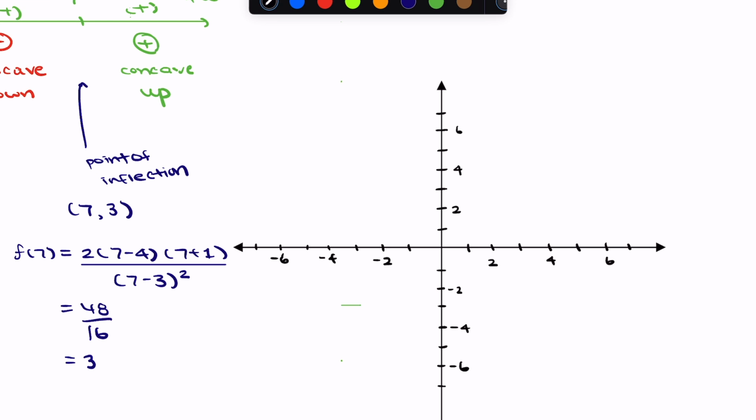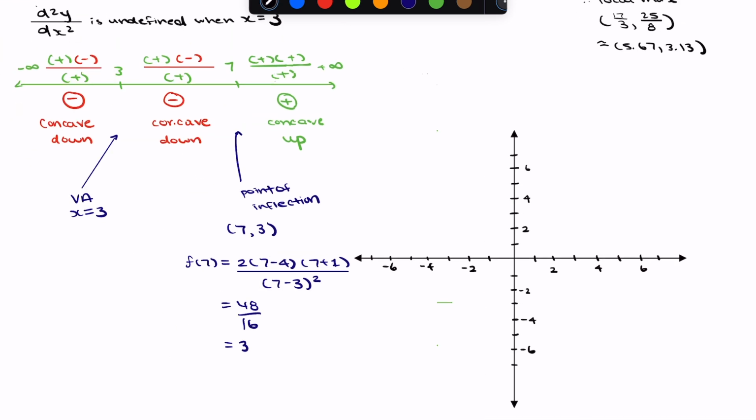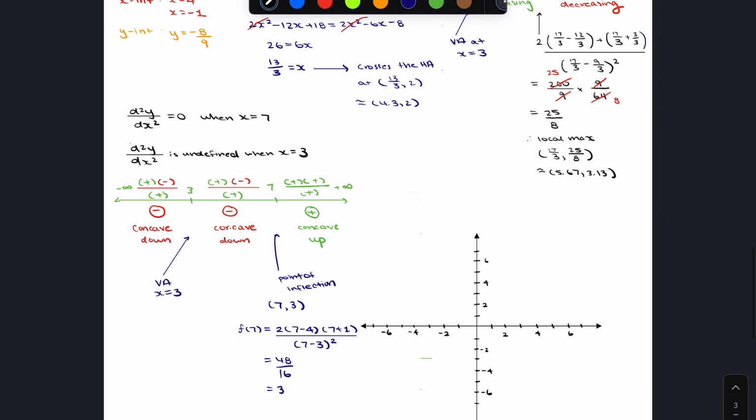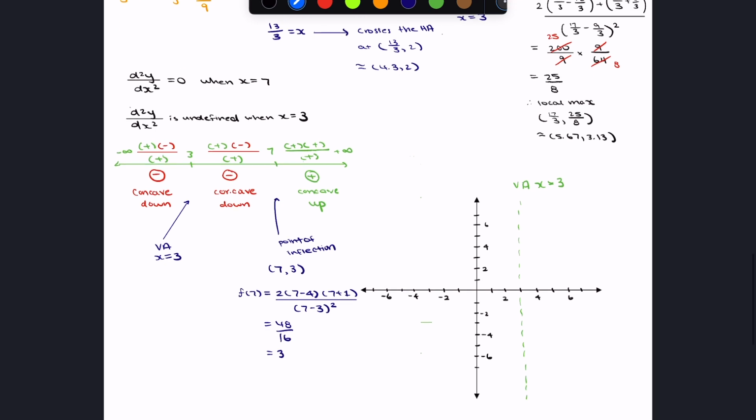Okay, and so a few things we can take a look at right from the beginning of the function. So let's zoom out here. So we see that there's a vertical asymptote at x is equal to 3. So let's draw that. Remember, we indicate asymptotes using these dotted lines. A vertical asymptote at x is equal to 3. Horizontal asymptote at y is equal to 2.